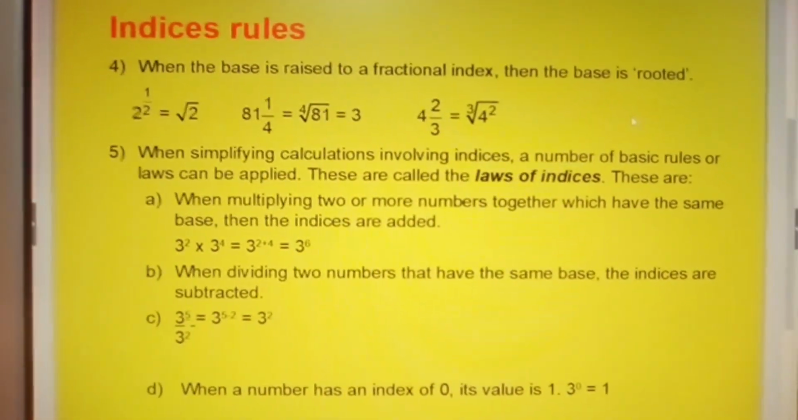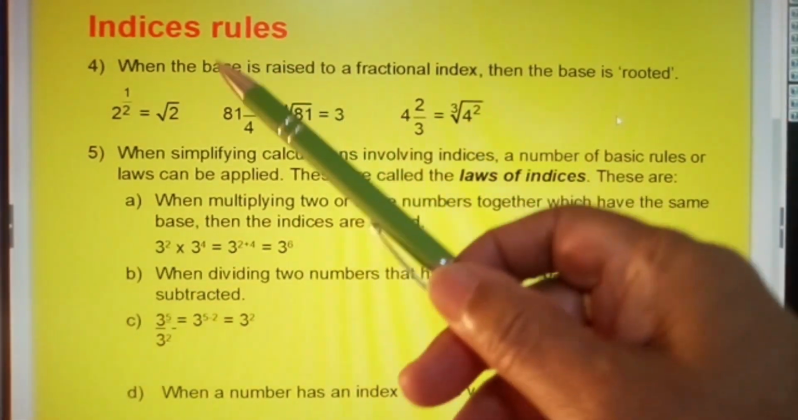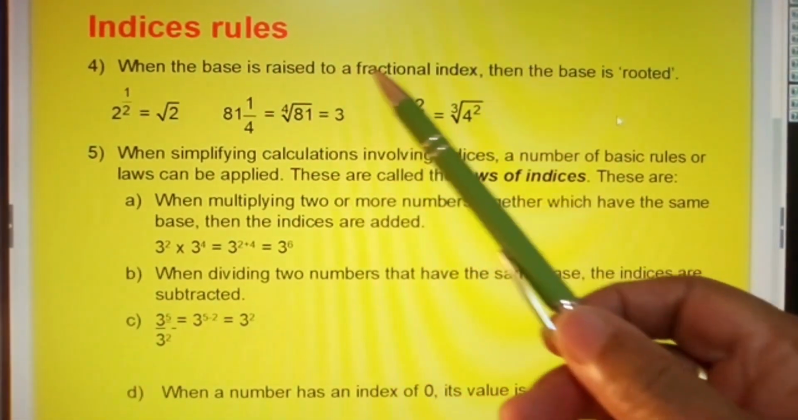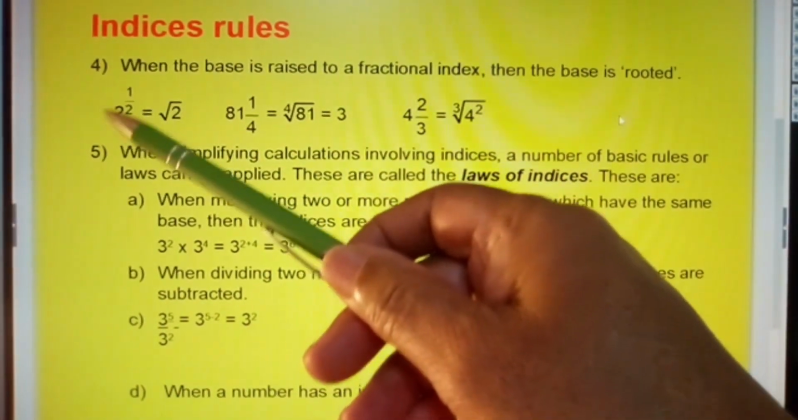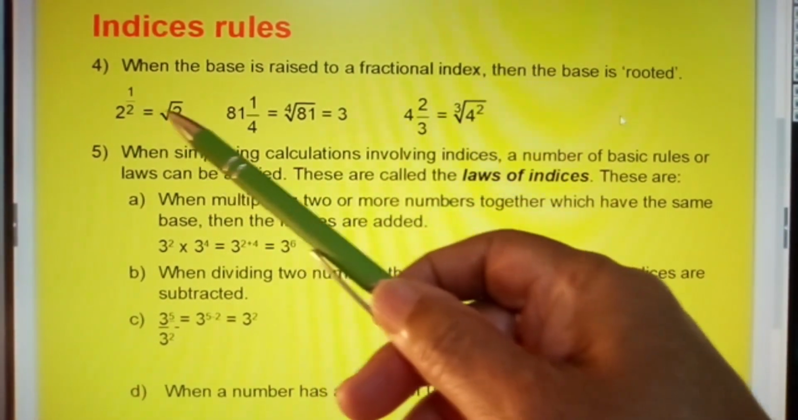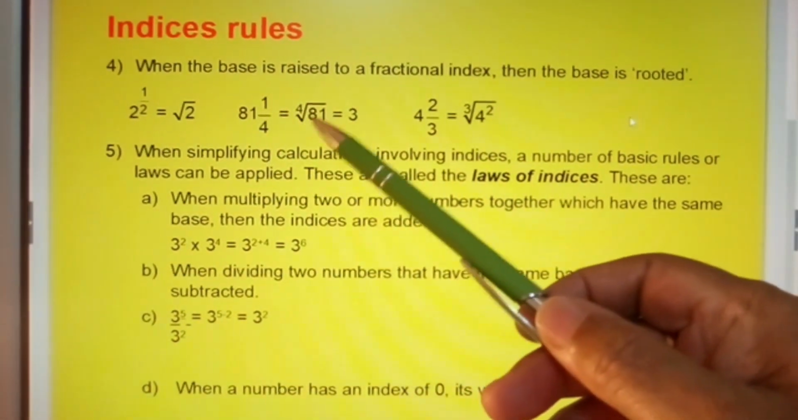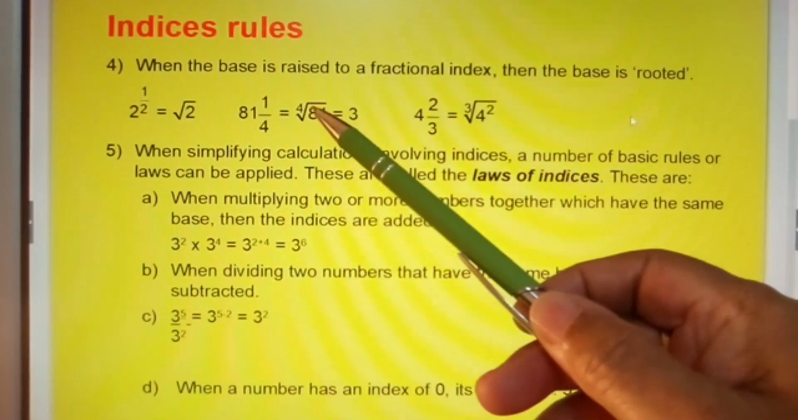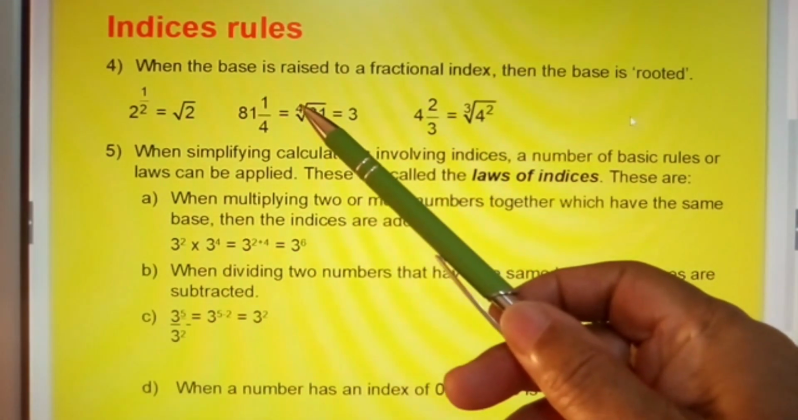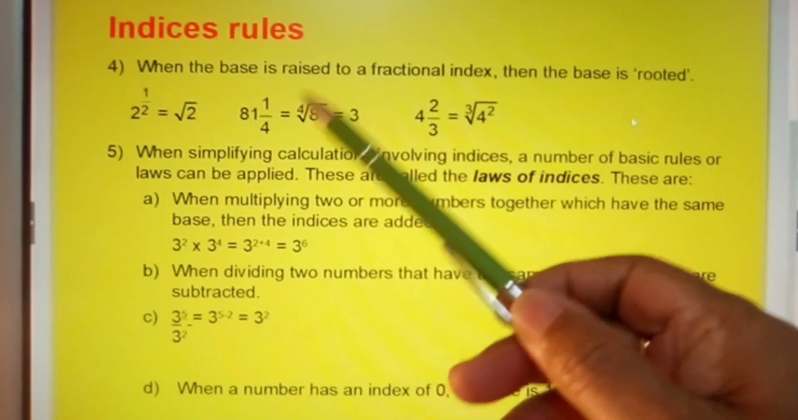Now, indices rule. When the base is raised to a fractional index, then the base is rooted. 2 to the half equals the square root of 2. 81 to the quarter equals 81 to the 4. Now I'm just going to say to the 4.